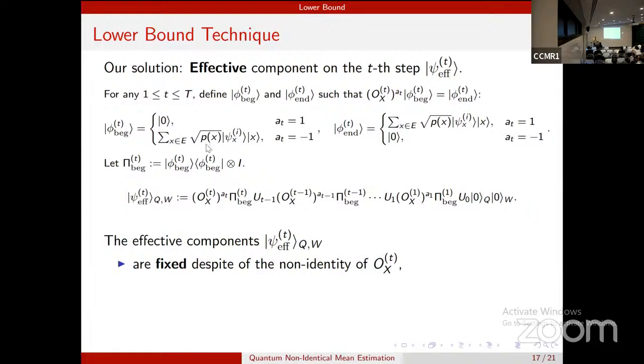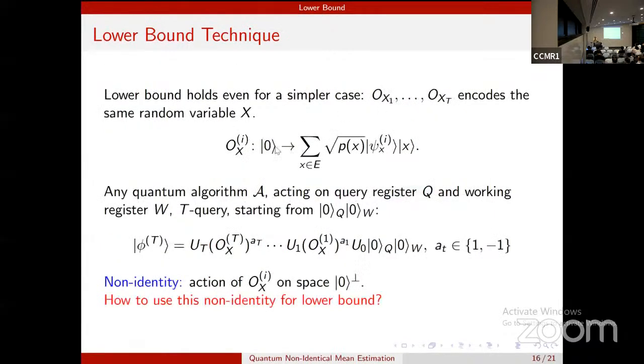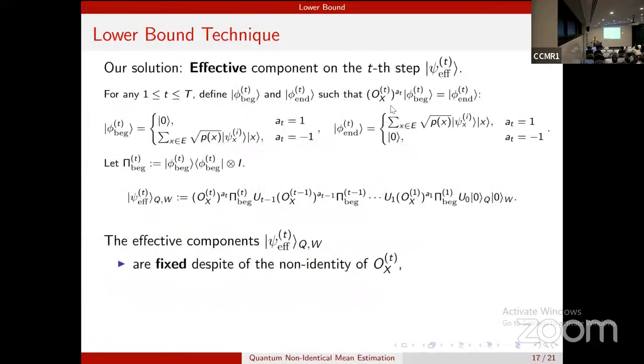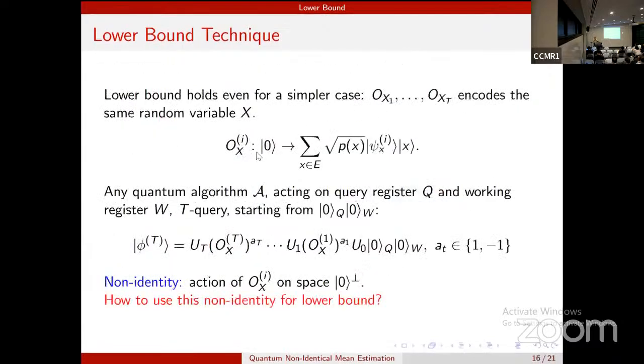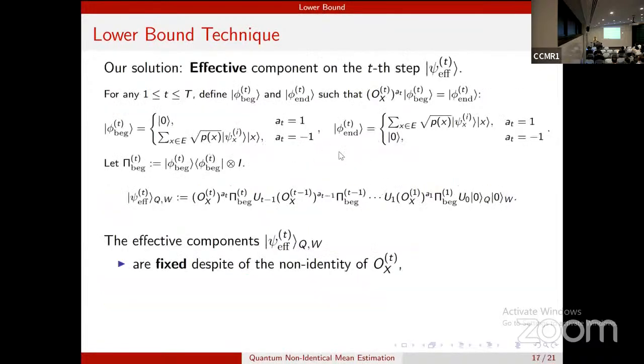It may seem a little complicated, but in fact, for O_X^T, we only know its action on the 0 state, and for any O_X^T dagger, we only know its action on this quantum state. So here we just use phi begin and phi end to express both the case for O_X^T and O_X^T dagger, and we define a pi begin projector.